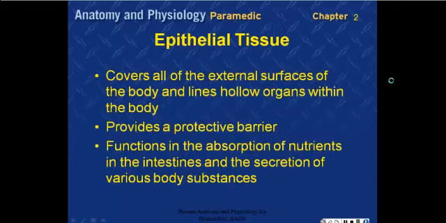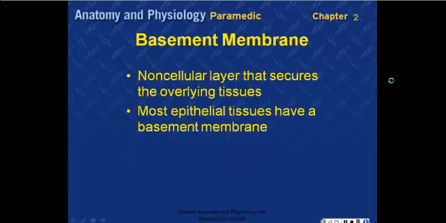Let's talk a little bit about epithelial tissue. It covers all of the external surfaces of the body and lines the hollow organs within the body. It provides a protective barrier. It functions in the absorption of nutrients in the intestines and the secretion of various body substances. It's attached to a basement membrane, which is a non-cellular layer that secures the overlying tissues. Most epithelial tissue has a basement membrane.